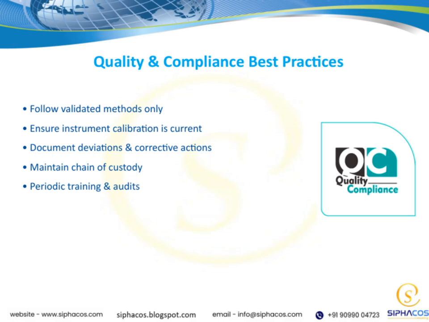First, it's crucial to always follow validated methods. This means using procedures that have been tested and approved to give us reliable results. Next, we need to make sure that our instruments are properly calibrated and that these calibrations are up to date. This helps us maintain accuracy in everything we do. It's also important to document any deviations from our standard procedures and the corrective actions we take. This documentation creates a clear record and helps us learn from any issues that arise. Maintaining a chain of custody is another key point. It ensures that samples or materials are tracked securely and responsibly throughout the process.